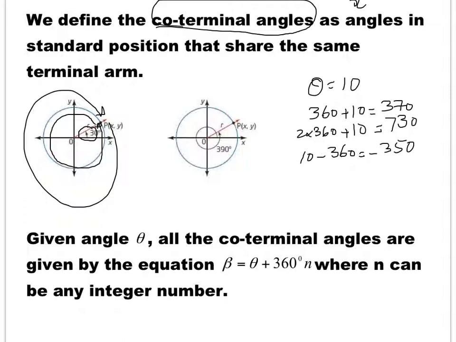Now, the formula that you can use to find the coterminal angles is given here. Beta, which is a coterminal angle, is equal to theta, which is the original angle, which is the reference angle, plus 360 degrees times n. N can be an integer, meaning a positive or negative number. Can be 1, 2, 3, negative 1, negative 2, negative 3. And in the special case when n is equal to 0, you get back the same angle.